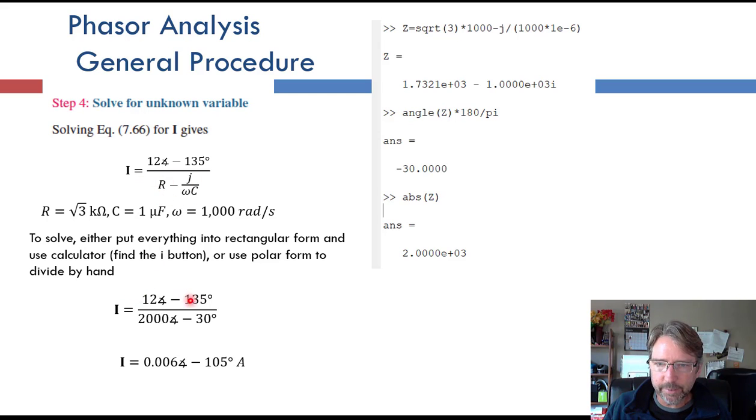And then we can divide these by hand. So 12 over 2000 gives us our 0.006, and negative 135 minus negative 30 gives us our negative 105 for phase. So if you're doing them by hand, dividing is easier in polar form. And we get to the same answer as the previous one. You don't have to do both ways, but one or the other.